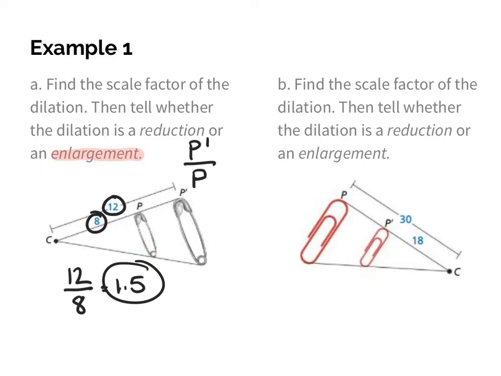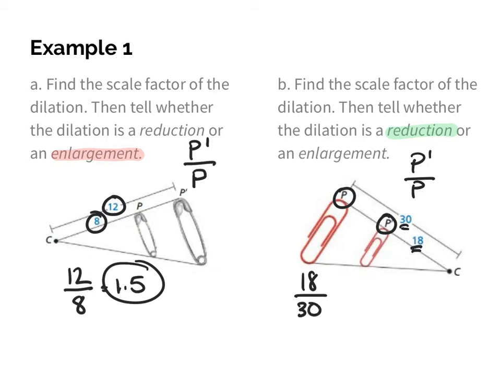Now in this case, notice P, that's my original object, and P prime is my image. Here we're going to have the opposite, which is a reduction. So for a reduction, anytime we want to find the scale factor, we're going to take that P prime and divide it by P. So for a reduction, here's what we're going to see. Our image distance is 18, and our original distance is 30.